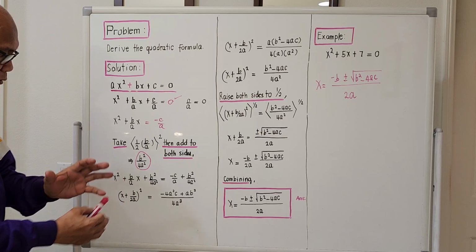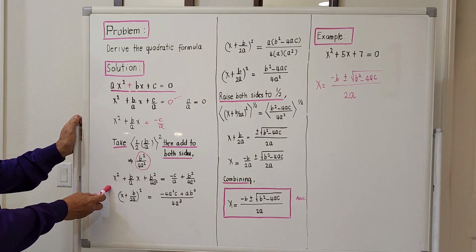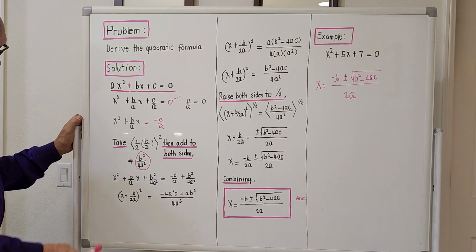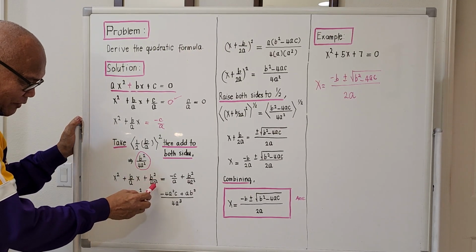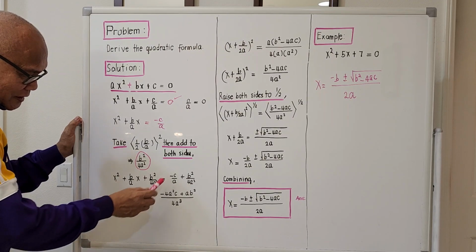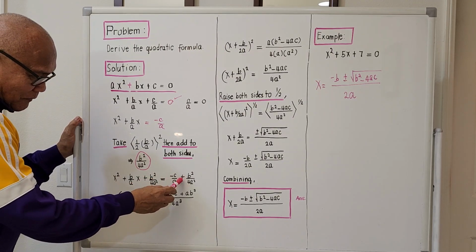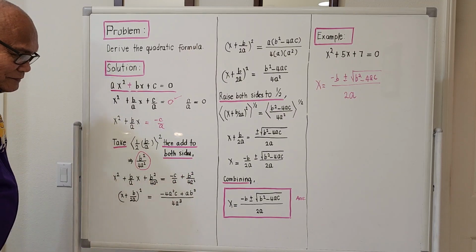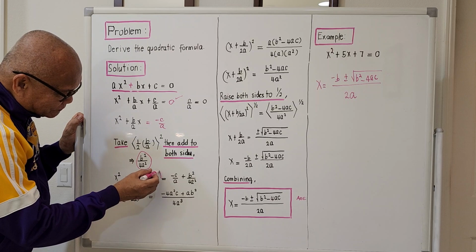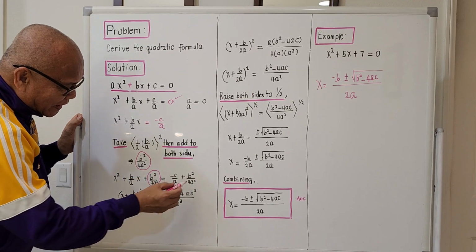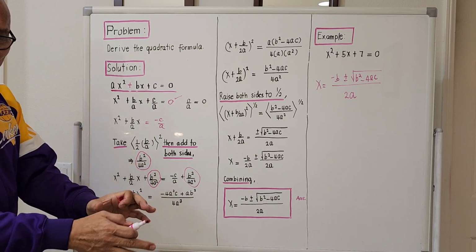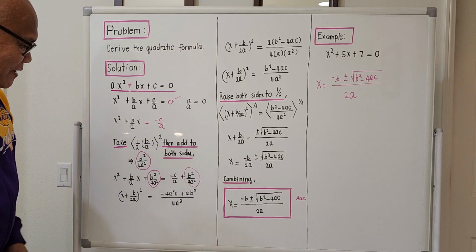Okay, continuing with the solution, x squared plus b over a times x, plus b squared over 4a squared, and this should be equal to negative c over a plus b squared over 4a squared. I added this one on the left and I added this one on the right, so there's no violation, right? We could do it, okay?